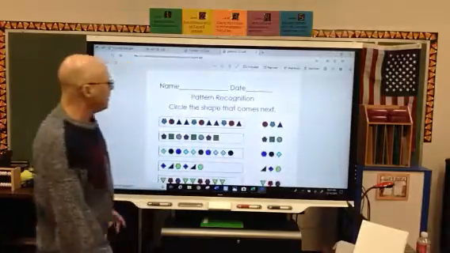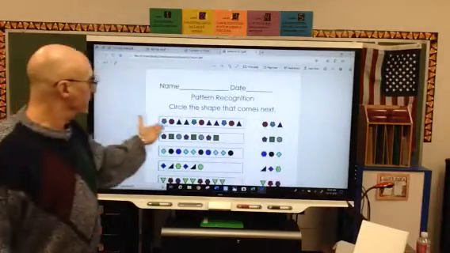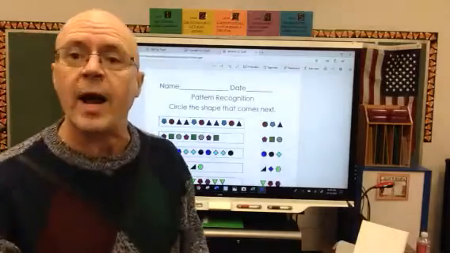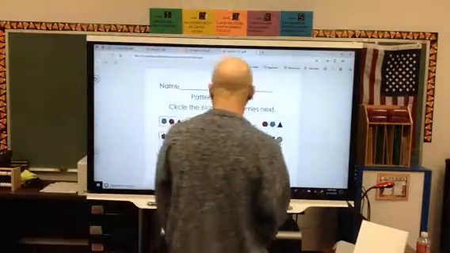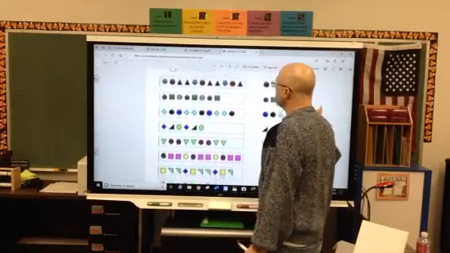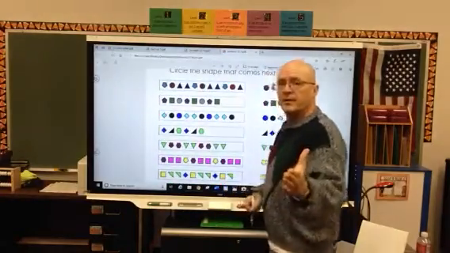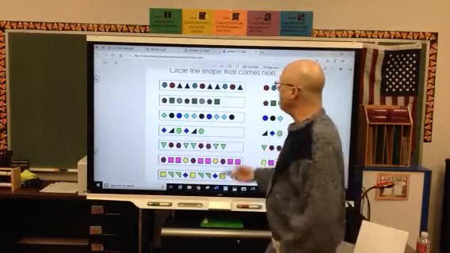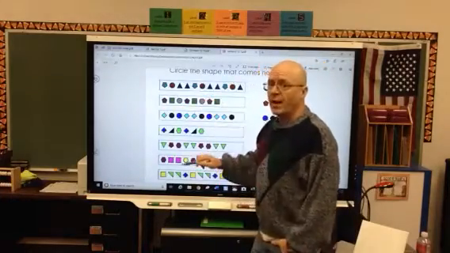In your packet work, you've got some pattern exercises that look something like this. Now, yours may be in black and white, and that's okay. What you're going to do is circle the shape that comes next, right? So we're going to do it just the same as we did. And look right off the bat.